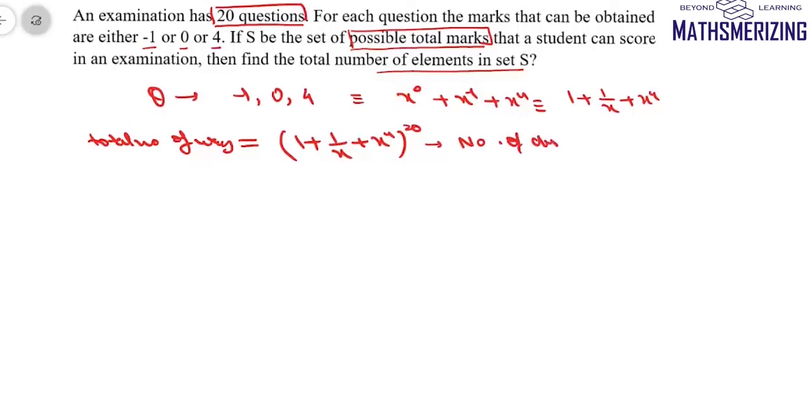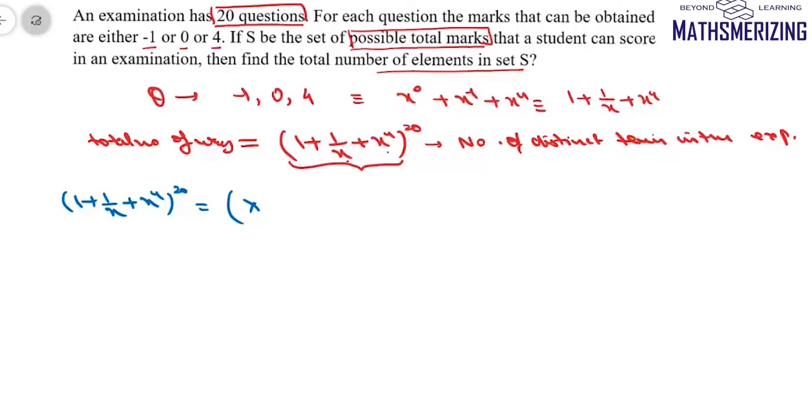Number of distinct terms in the given expansion. Now, how do we find the number of distinct terms in this expansion? I cannot use the formula n plus r minus 1 C r minus 1, because it is applicable only when the variables are unrelated or distinct. So what I'll do is, I'll write this expansion, 1 plus 1 upon x plus x to the power 4, to the power 20, as x to the power 4 plus 1 plus 1 upon x, whole to the power 20.